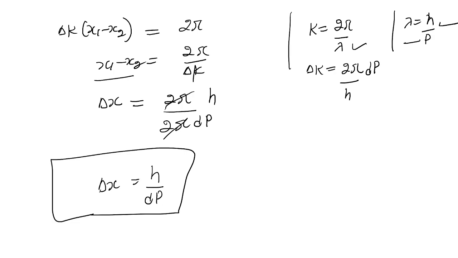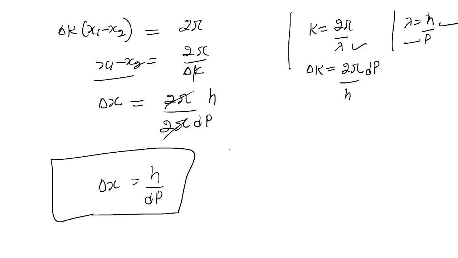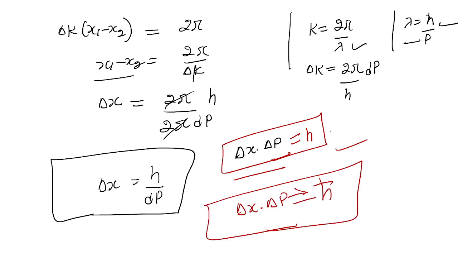Excuse me, sorry. Now look, this expression has come to us and we will use this expression like this. Δx times Δp is equal to h. A more sophisticated approach is Δx Δp is greater than or equal to h cross. This is the proof for the Heisenberg uncertainty principle.